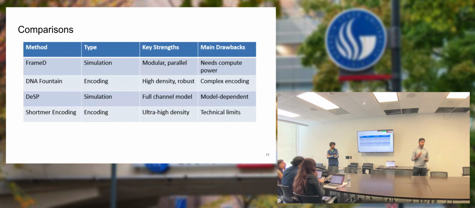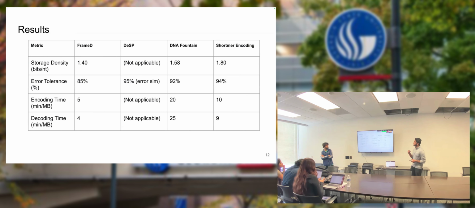It's just DNA sequencing and then encoding that. And this is just a side-by-side comparison of each tool that we're using. FrameD and DESP are simulation tools just to simulate errors and how we can decode after that. And then DNA fountain and short-mer are for encoding to store high DNA data, and they have technical limits and complex encoding. So these were the results that we found while testing.